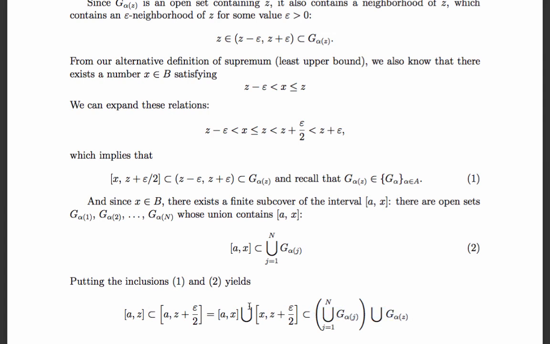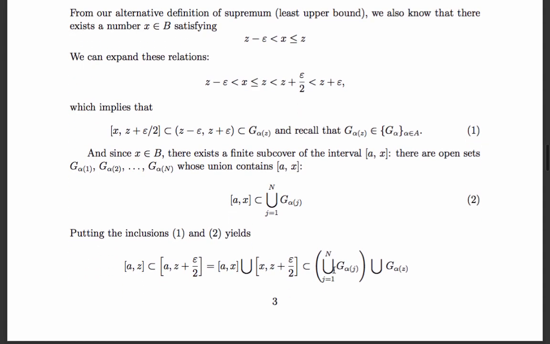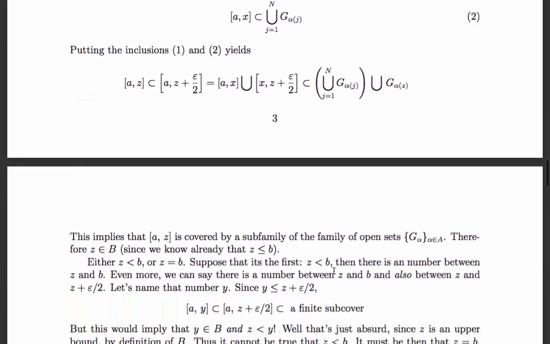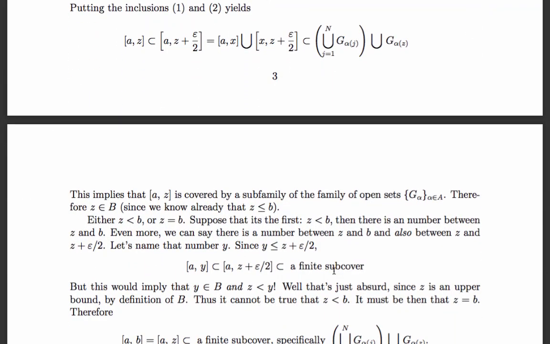So the interval A to Z is contained in the union of n plus 1 open sets from my open cover of the interval A to B. So because the closed interval A to Z permits a finite subcover, Z must be an element in big B. Okay, so we know Z is in big B. We know Z is either less than B or equal to B. Our goal is to show that it's equal to B.